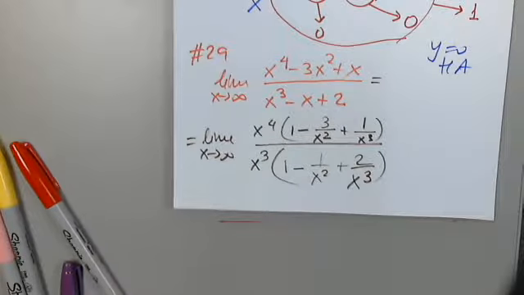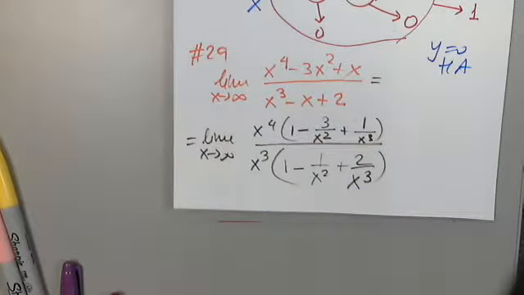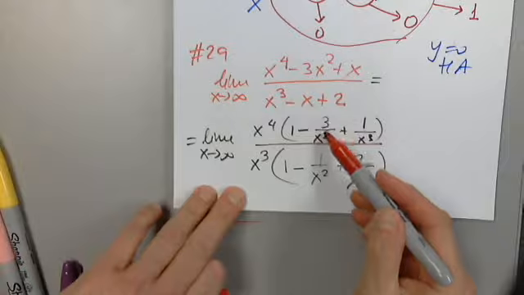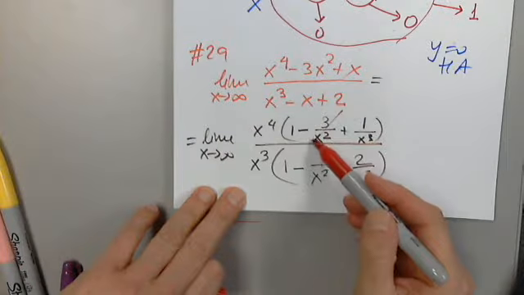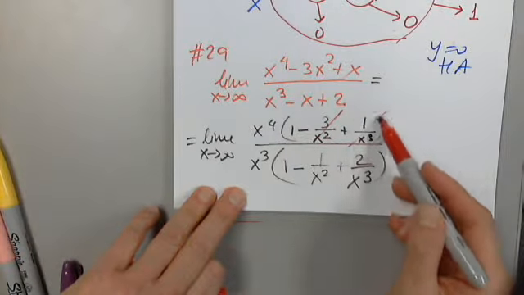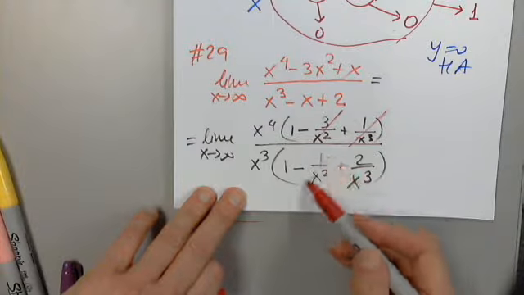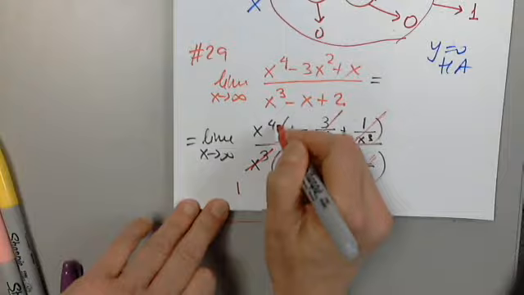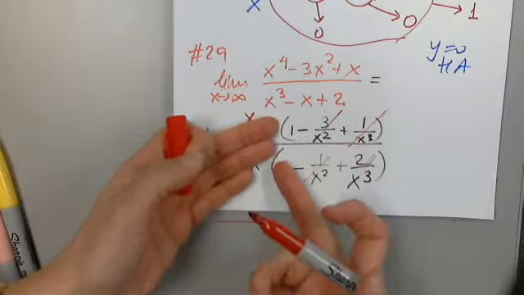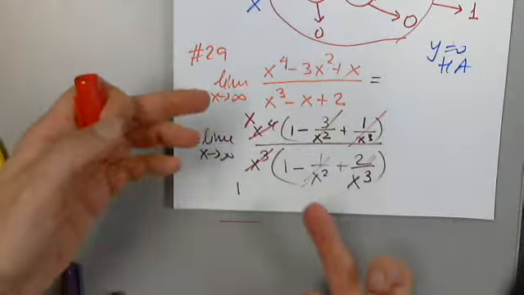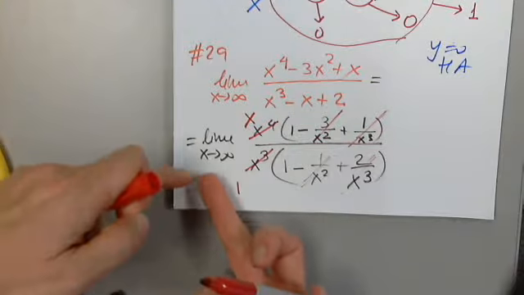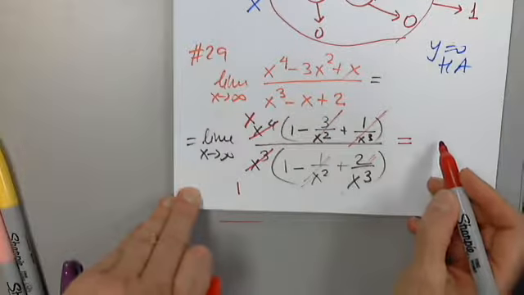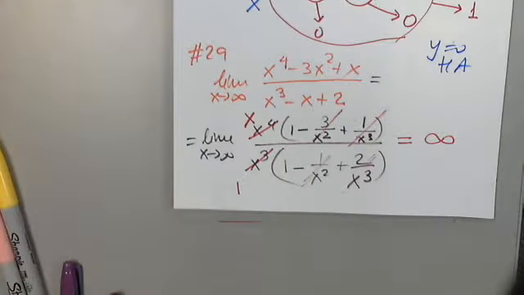Like before, let's analyze what is left in parentheses. Where does this go? 0. Where does this go? 0. Perfect. This one, okay. I'll simplify. Where does this go? 1. And where does x over 1 go when x approaches infinity? Infinity. That's it. No horizontal asymptote. Very good. Awesome.